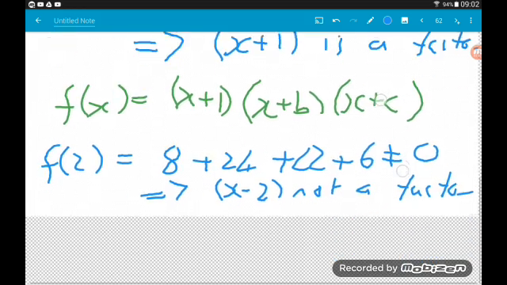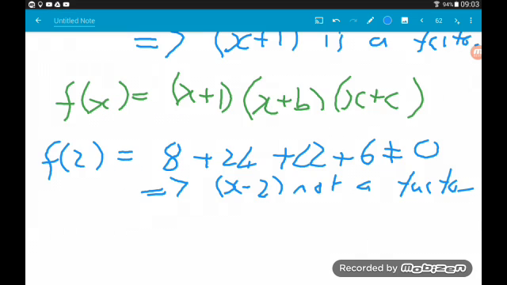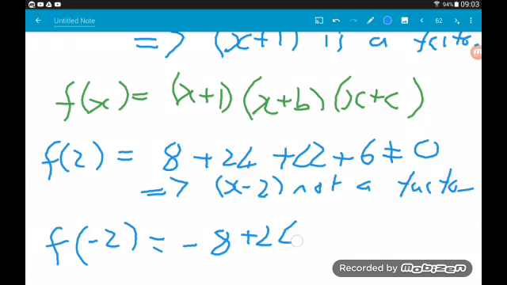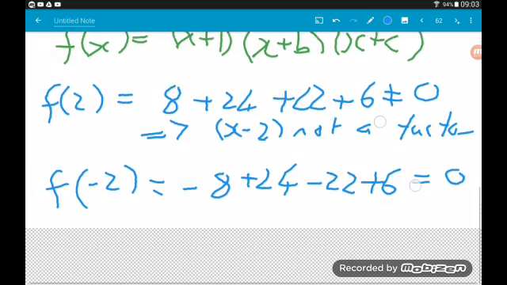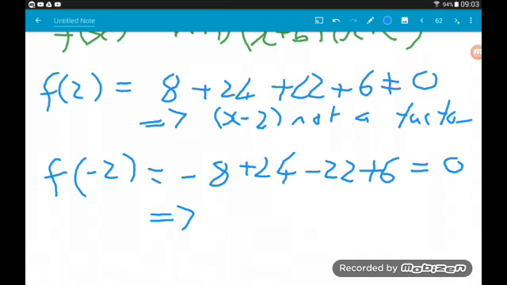So, the next thing to try then would be f of minus 2. Now, f of minus 2 is going to give us minus 2 cubed, which is minus 8. Minus 2 squared is positive 4, so 6 times 4 is 24. 11 times minus 2 is minus 22. And then we've got plus 6 on the end. Now, 24 plus 6 is 30. Minus 8 minus 22 is minus 30. So this does indeed equal 0. Therefore, x plus 2 is a factor.